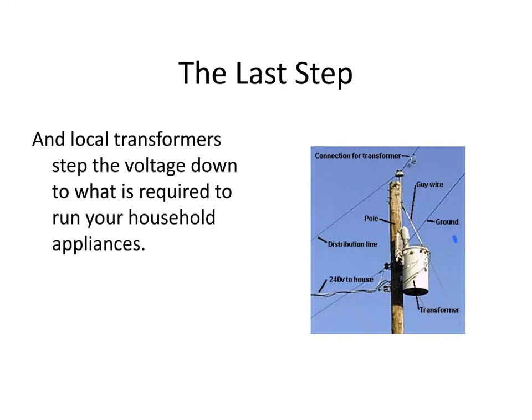And then local transformers, for sure you've seen these. In fact, outside the school you can probably see one of these near the street. And a local transformer steps the voltage down to what is required to run household appliances. So typically 120 volts or at most 240 volts. So in North America it's 120 volts. In Europe it's higher. Most places in Europe are probably about twice that.